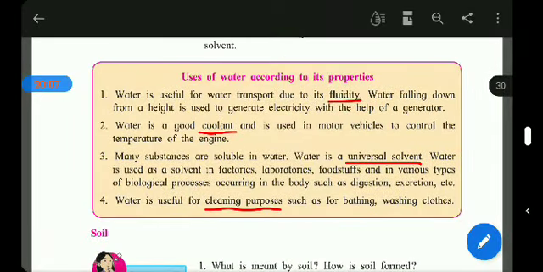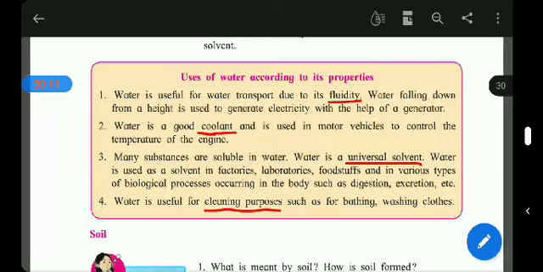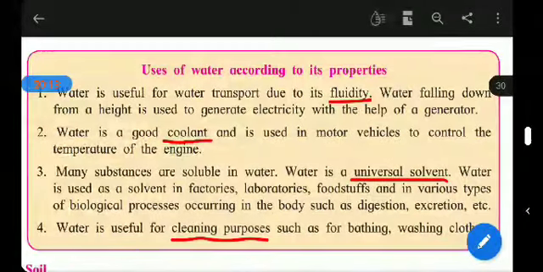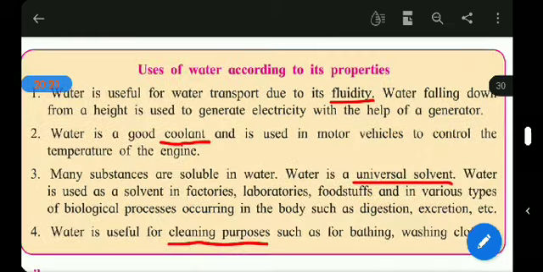Your homework today is to write these uses of water according to their properties in your notebook. All these 4 points, and just highlight the points which I have underlined here with the red mark. Sometimes the questions will be asked in this manner: explain the properties of water related to fluidity. If it is asked in this manner, you should be able to answer it.